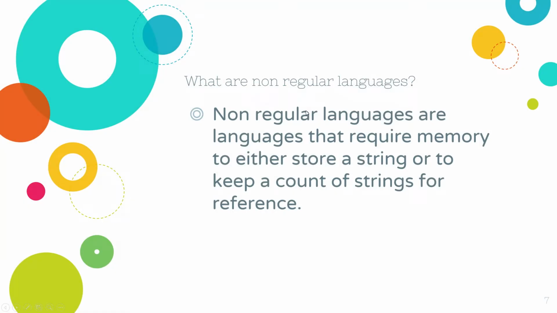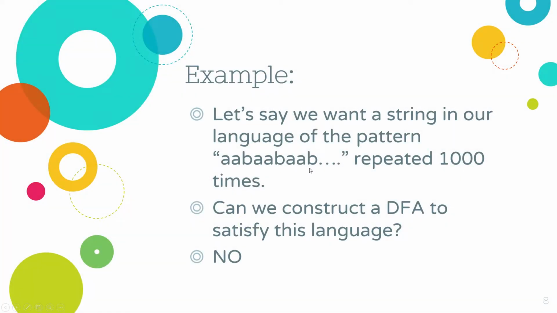First, what are non-regular languages? Languages for which you require a memory to either store a string or to keep a count of the string for reference. So let's say, for example, we want to create a string with the pattern A, B, A, B, A, B repeated 1000 times. Can we do this? That is, can we construct a DFA to satisfy this language?